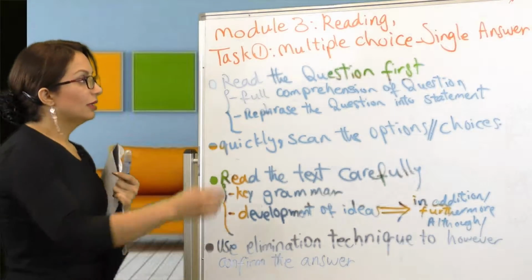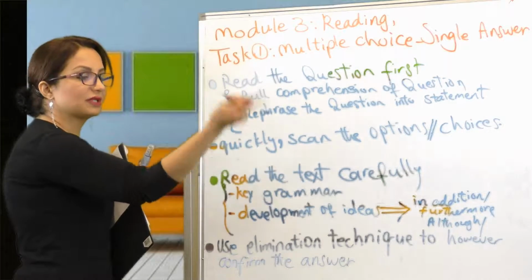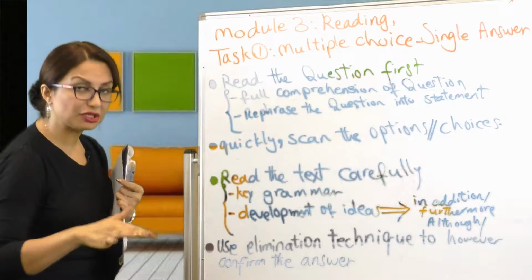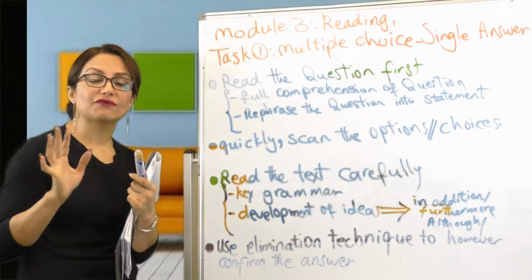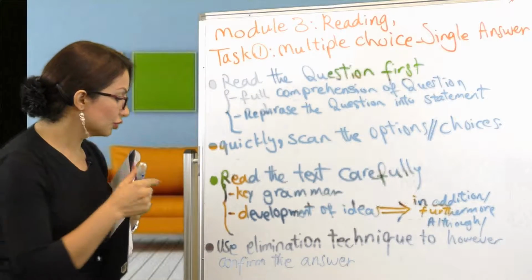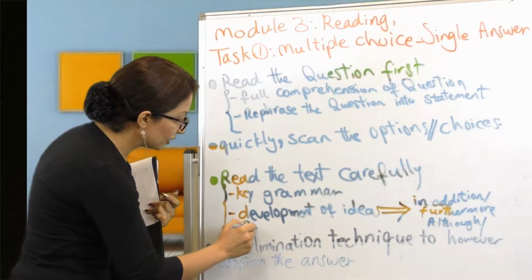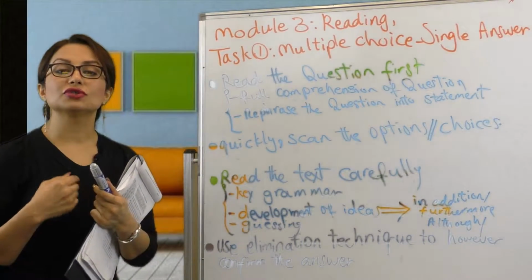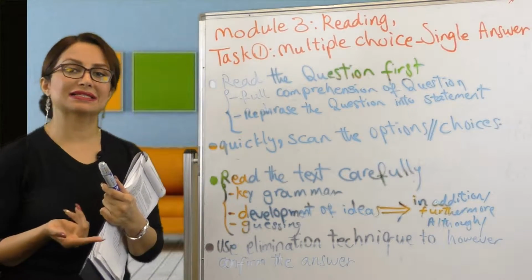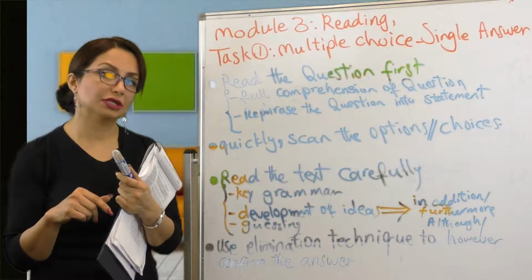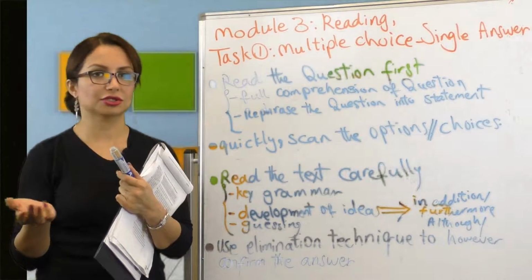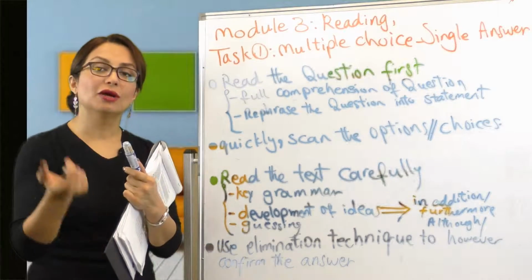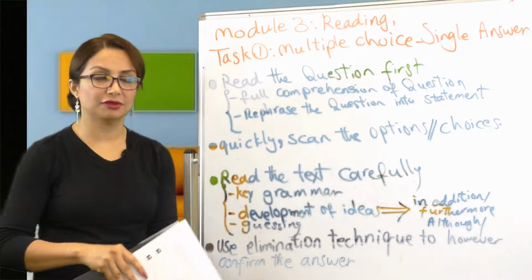Okay, so after reading the question, you will scan the options and then you will go through the text and read the text carefully, paying attention to details. If there is any unknown word or vocabulary in the text, try to use the guessing technique to guess the meaning of the unknown word, because of course you don't have any dictionary to look up the word. And try to practice the guessing technique while you are practicing at home for preparing for the test.